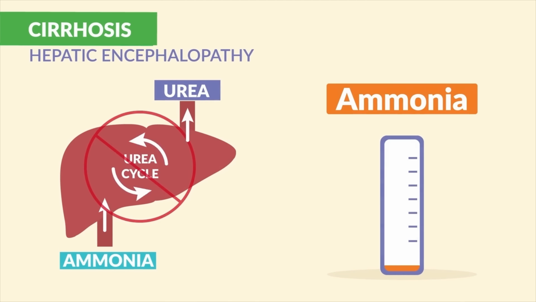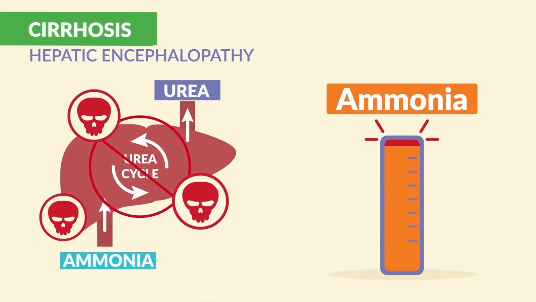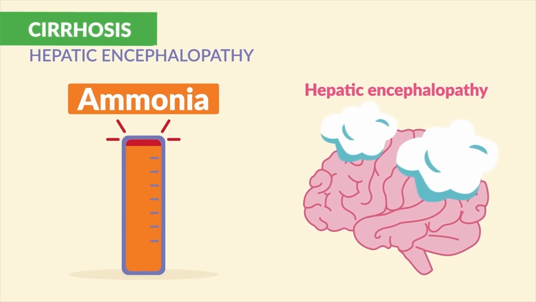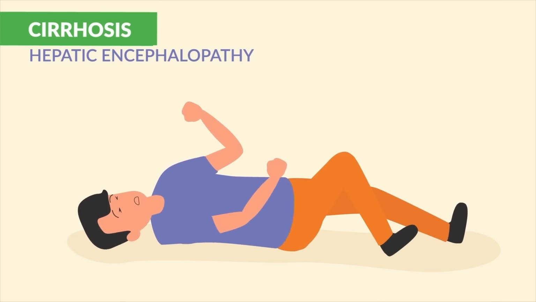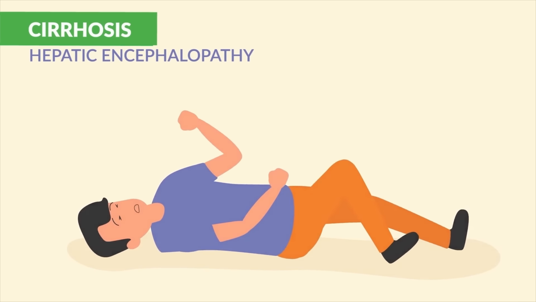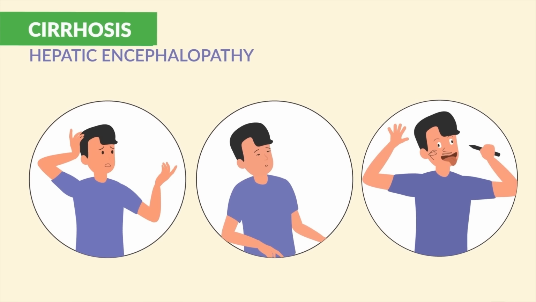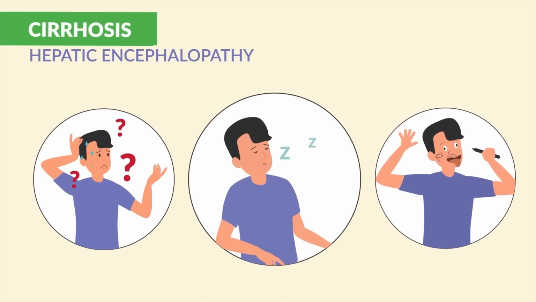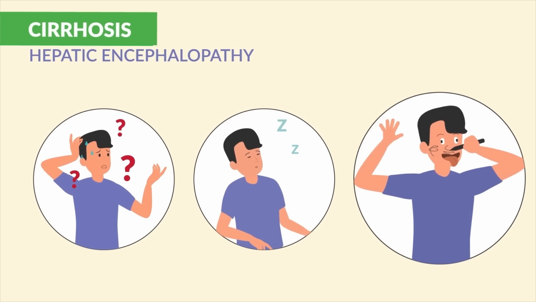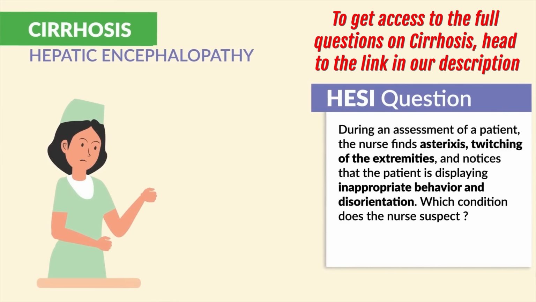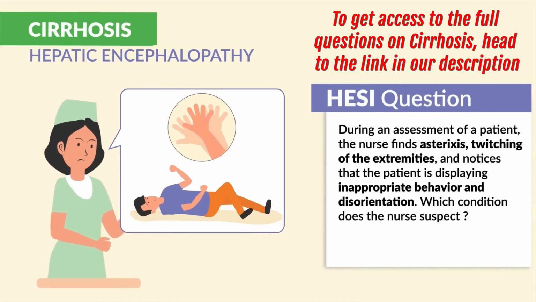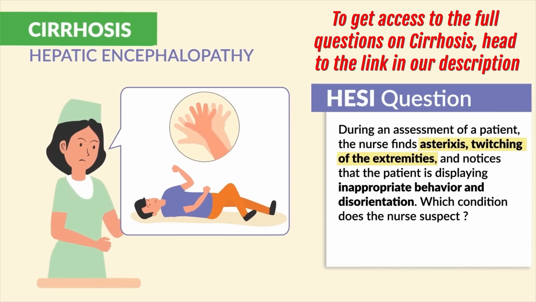So in liver disease, ammonia becomes elevated, leading to a key term here, so write this down, hepatic encephalopathy. Fancy words for a cloudy, toxic brain. Clients will present with twitching extremities in the arms and legs and severe mental status changes, like confusion, sleepiness, and even bizarre behavior.